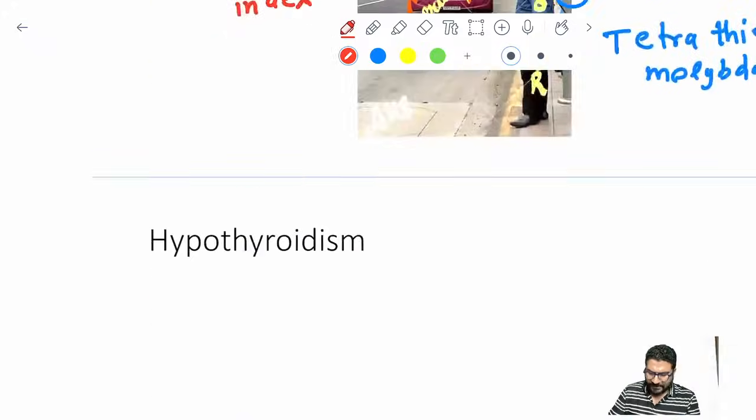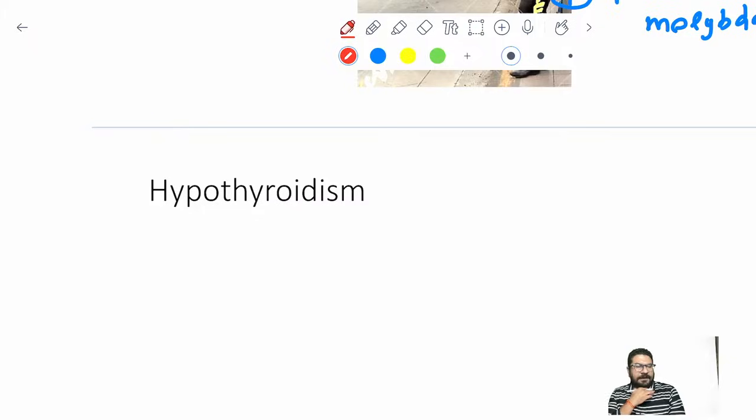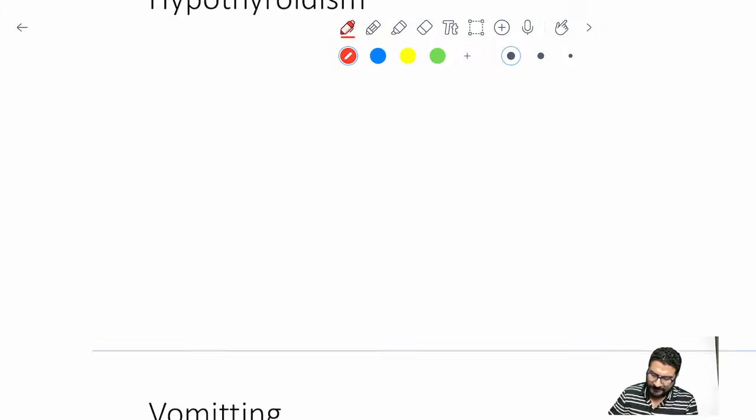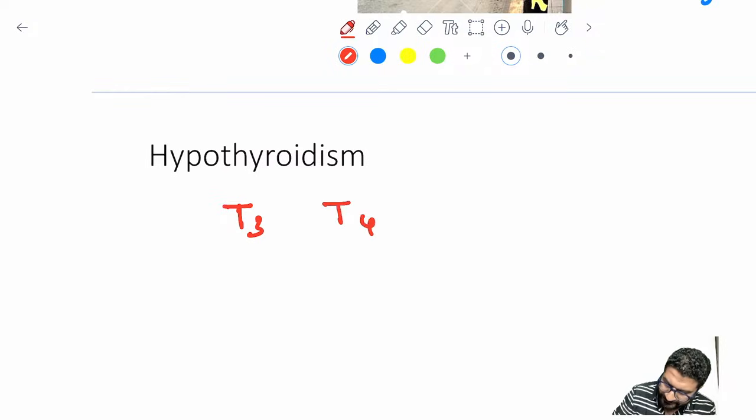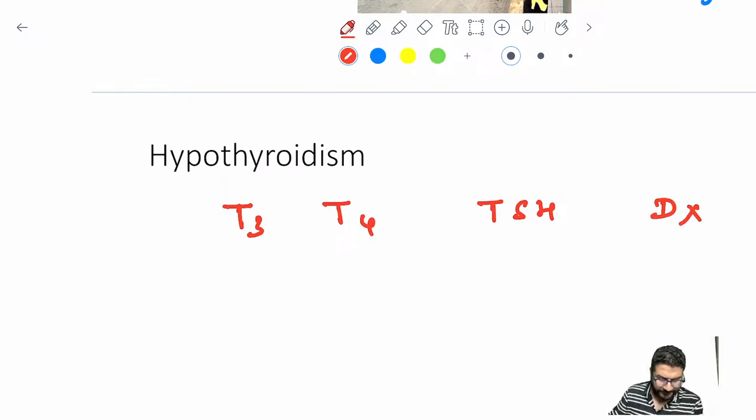Done? Okay, understood. Now how do they ask you questions on hypothyroidism? So they basically ask you questions on the diagnostic part. So I am trying to make a few things for you. Just try to make a diagnosis. They will give you T3, T4, TSH values, and then they will ask you to make a diagnosis.